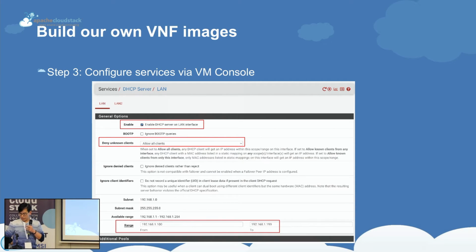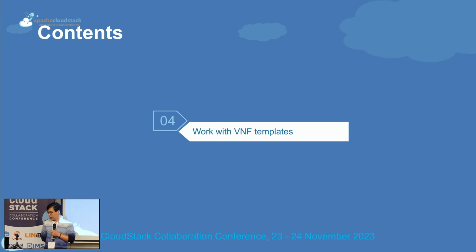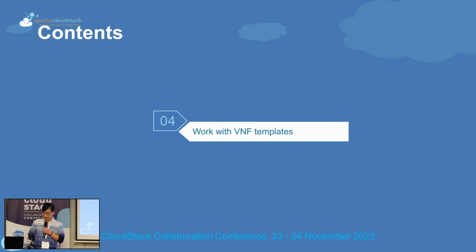Now we need to configure the DHCP service in pfSense. Enable DHCP, and specify the range for the VMs on the L2 network. Now create a template from the volume, and then the VNF image is ready for use. When the image is ready, we need to register the VNF template and configure it on the CloudStack UI.